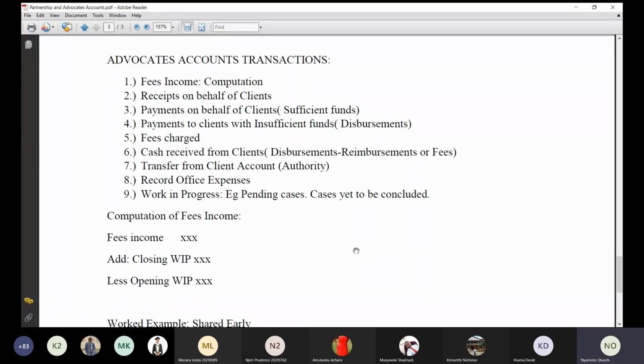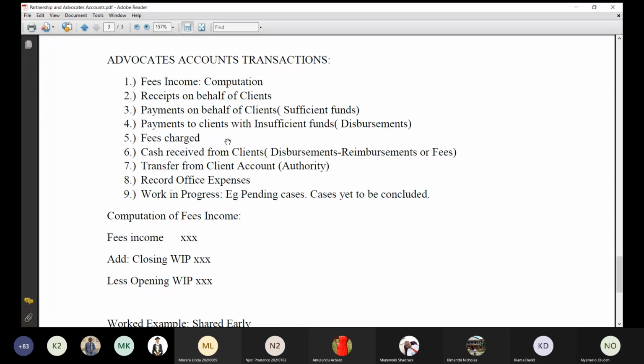However, the only thing that you will see here is that the other transaction that you are likely to get, you will be told that we received money on behalf of clients. Maybe Linda wants to buy an apartment in Kilimani, so she would deposit the 300 million to our account. That money, we're holding it for the client.